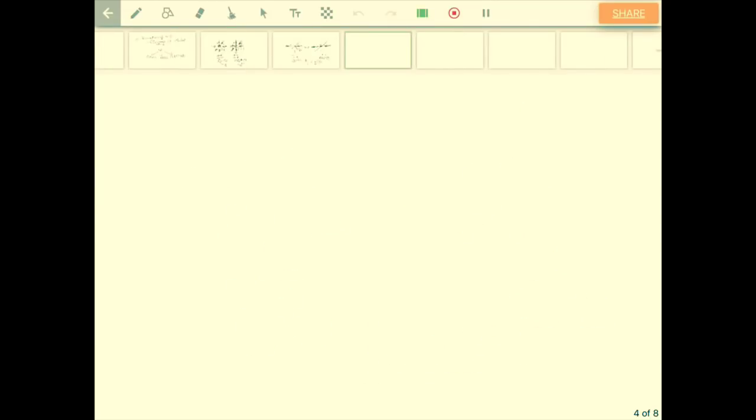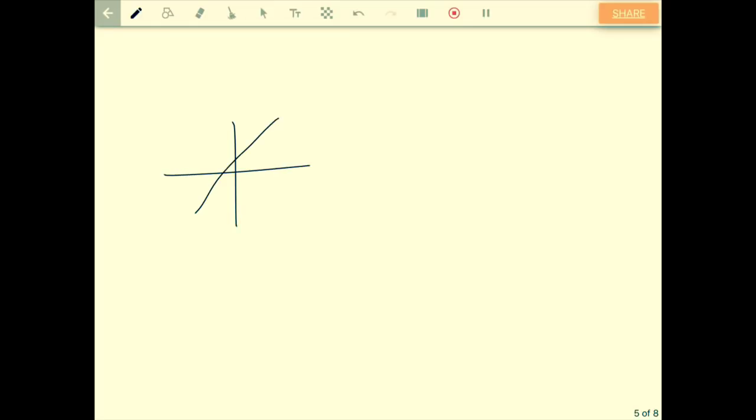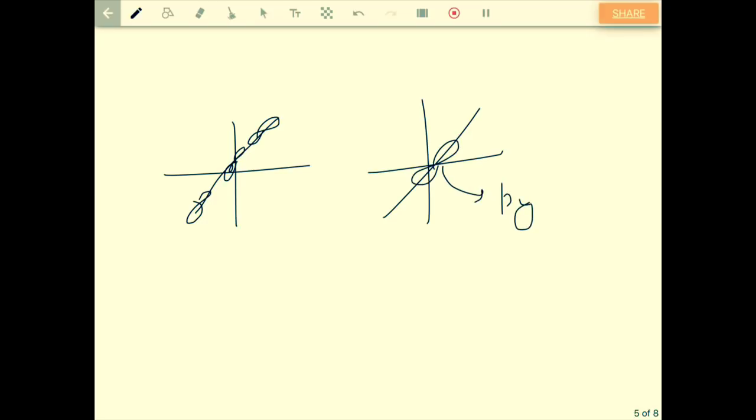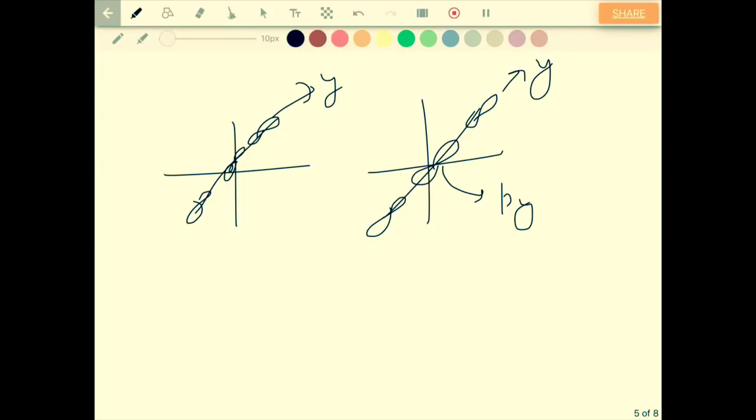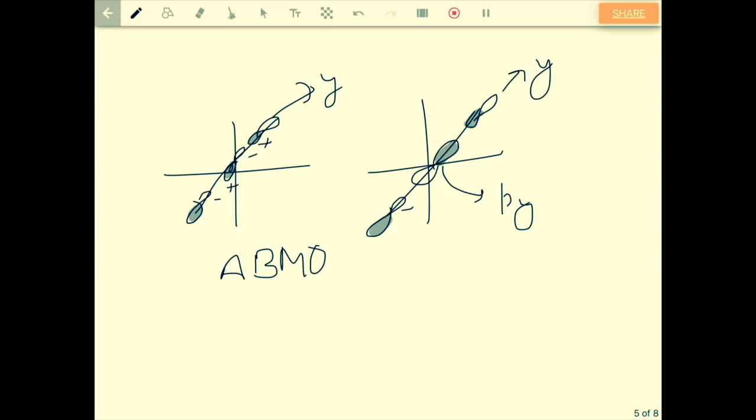Now we can represent the formation of molecular orbitals in all the 3p orbitals. So this is py, the py orbital of metal, and this is the y axis. These are the different molecular orbitals which can be formed by the positive overlap of metal, and these are the positive-negative overlap. So this is plus, this is minus, this is plus, this is minus. So this is ABMO, the antibonding orbital, while this is positive-positive or negative-negative overlap. So this is BMO, the bonding molecular orbital, for py with the LGOs.